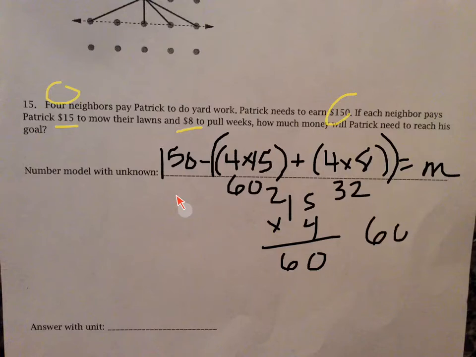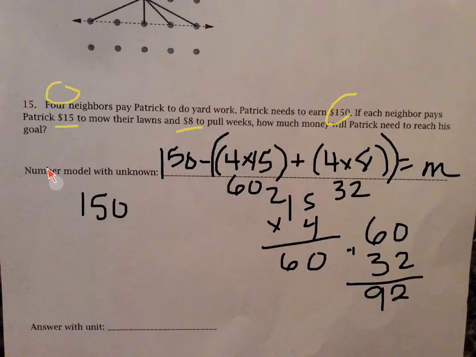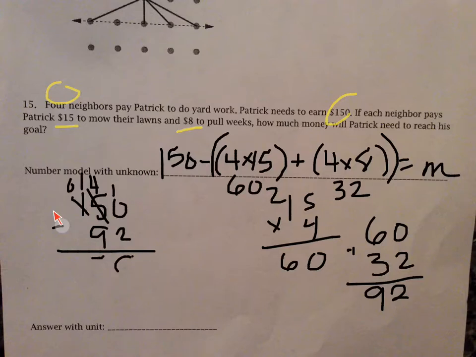And then I'm going to subtract $92 from $150. 150 minus 92. I do 0 take away 2, so I'm going to come over and borrow. 10 minus 2 is 8. 14 minus 9 is 5. Oops, my 8 didn't show up, did it? And 0 minus nothing, 0. So he still needs $58 to buy whatever it is that he needs that $150 for.